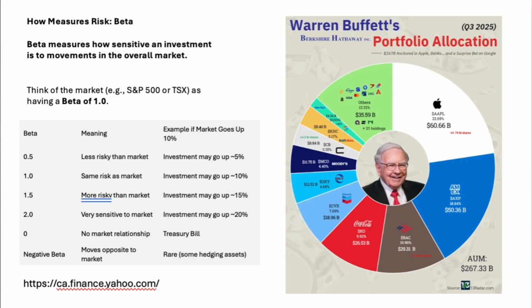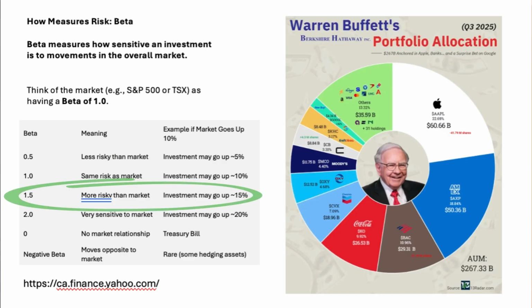Let's dive into more details on how you interpret the beta and what it means. So here is the table. We have the beta and the meaning, and the expected result if the market goes up 10%, just as an example. A beta of 0.5 is less risky than the market. So if the market goes up 10%, your investment will go up only 5% because your beta is 0.5. A beta of 1 is the same risk as the market. So if your market goes up 10%, your investment will go up 10%. The vice versa is true: if the market goes 10% down, you are 10% down.